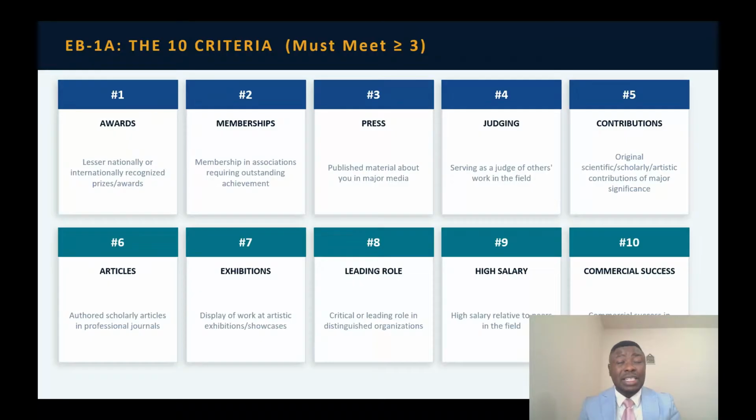Another name given to EB1A is the Einstein visa. I hope all of you know Albert Einstein, the famous scientist. He came up with a lot of inventions and contributed a lot to science, so he has risen to the very top of the field. That is another name for EB1, and it shows you how high the standard is.